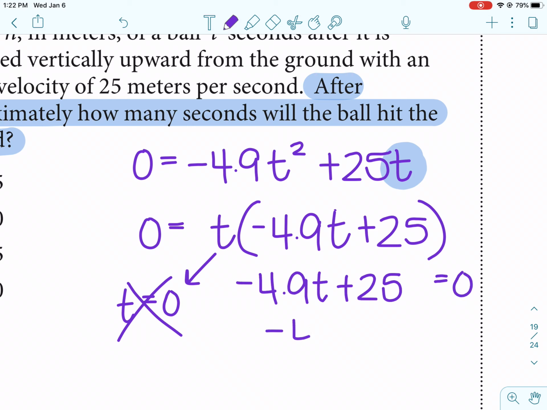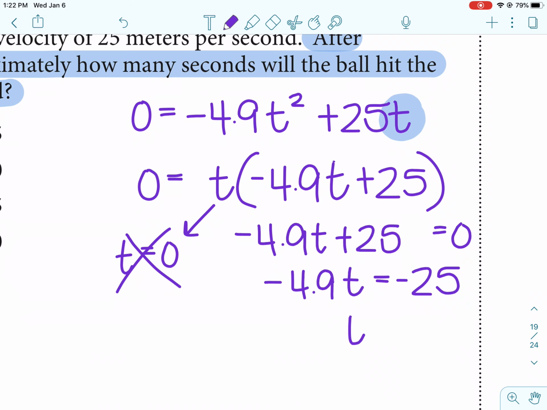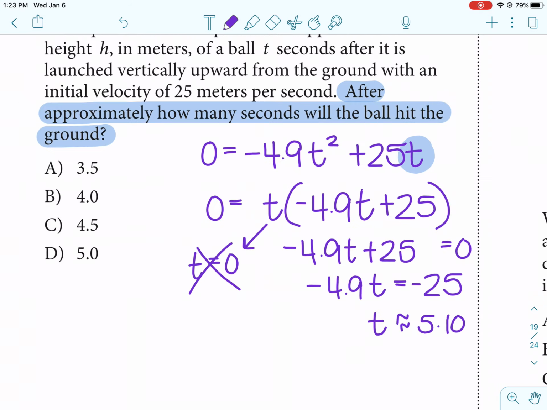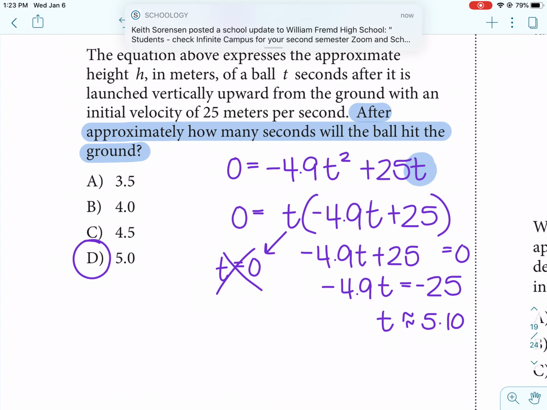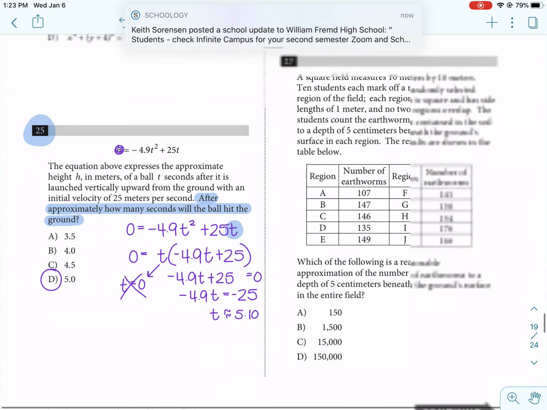So subtract 25 and divide by 4.9. So 25 divided by 4.9 is about 5.10. It says approximately how many seconds, so that's closest to 5 seconds. So it went up, it came back down, and it hit the ground after being in the air for 5 seconds.